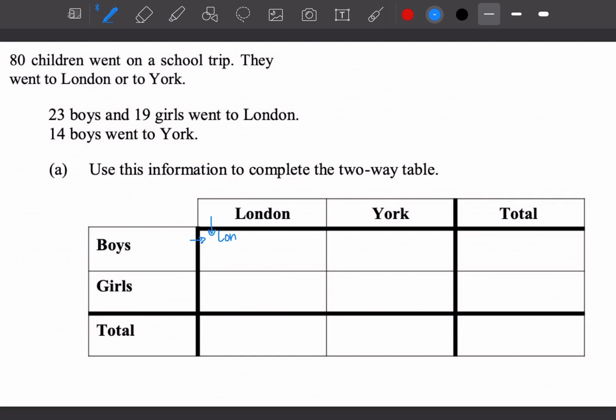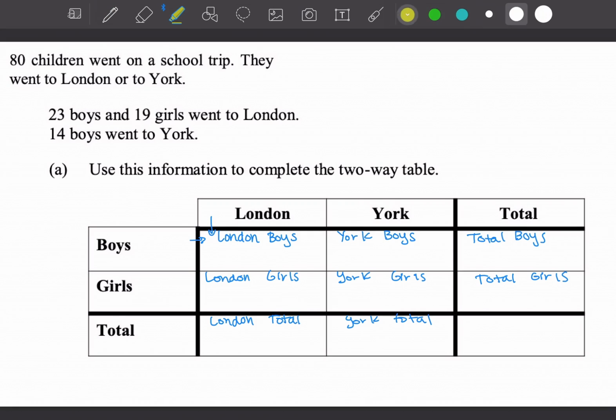So this would be London, boys. This would be York, boys. This would be London, girls. And this right here is York, girls. Right here, this is the total boys, total girls. This right here is the London total. And this is our York total.